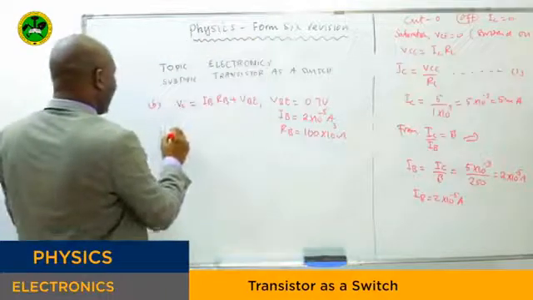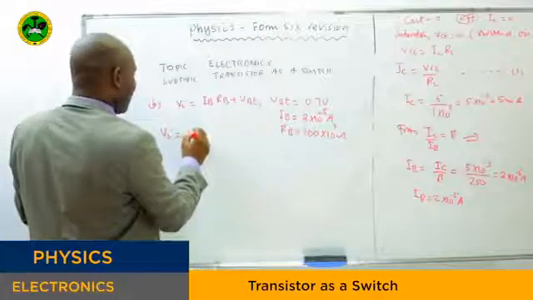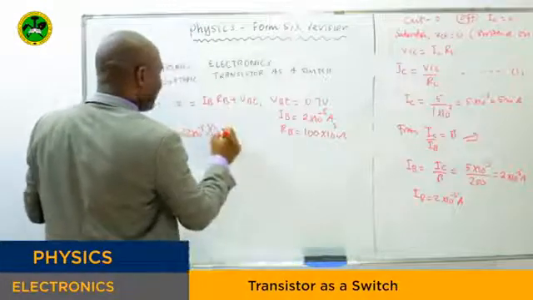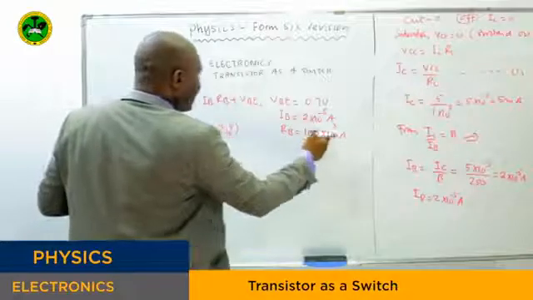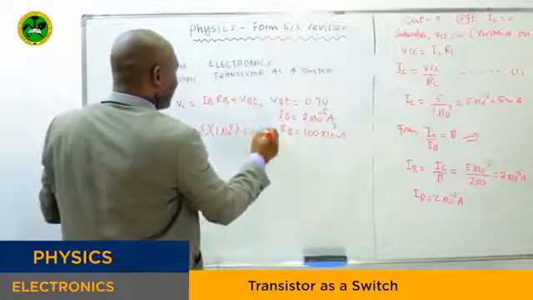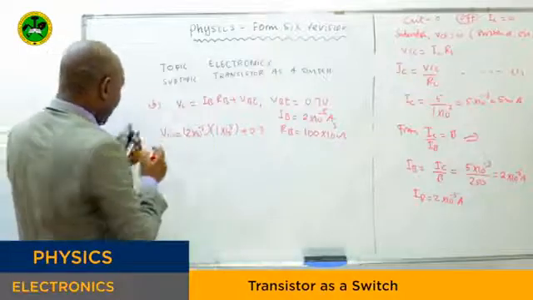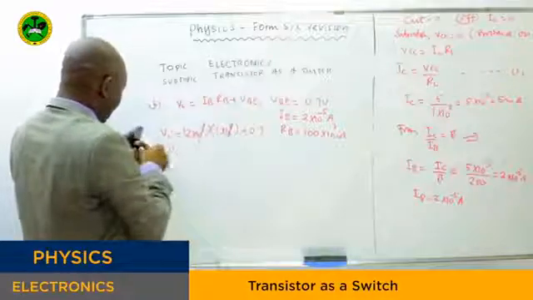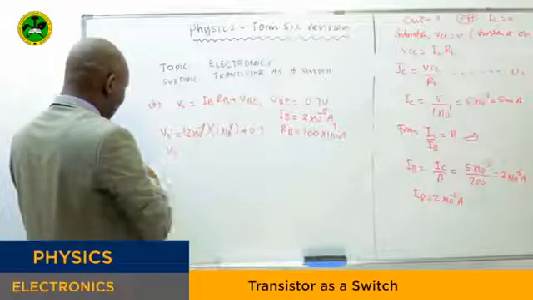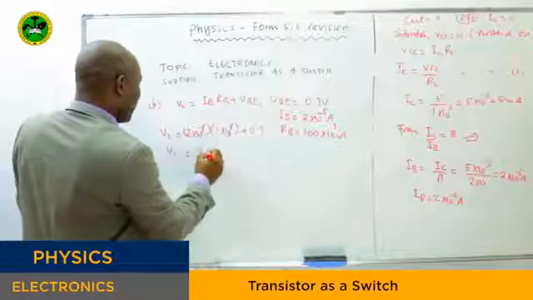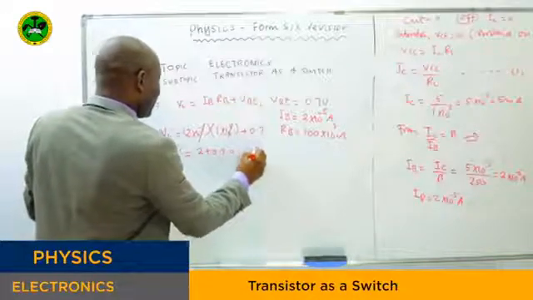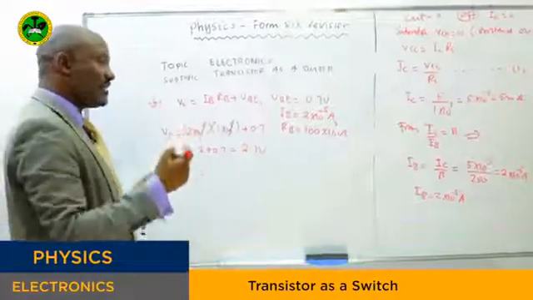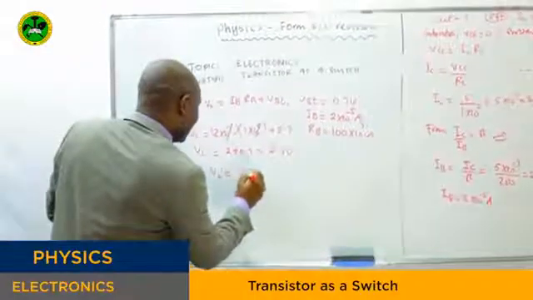So you are supposed to find VI. This equals 2 times 10 power negative 5 times RB, which is 1 times 10 power 5, plus 0.7 volts. Here, these powers will cancel out, the positive and negative. So the remaining is 2 plus 0.7, which is 2.7 volts. This is the input voltage where the transistor is switched on. 2.7.